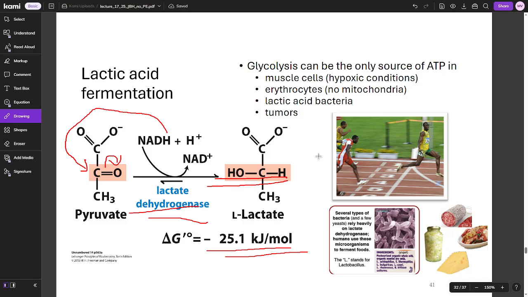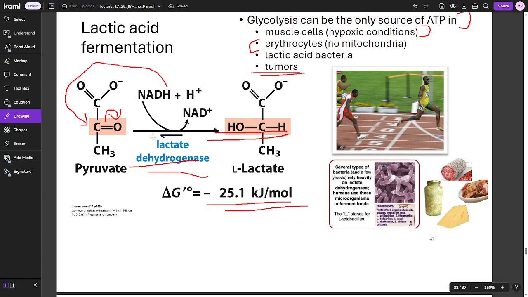So something else to keep in mind. And remember what I said, this is under conditions where glycolysis is the only source of ATP, right? There's the muscle cells, in hypoxic conditions. In erythrocytes, actually a very important fact for the MCAT, they don't have mitochondria, so they only do glycolysis. And there's some bacteria that do lactic acid stuff, and then some tumors as well only use glycolysis, right? So this is something to keep in mind.